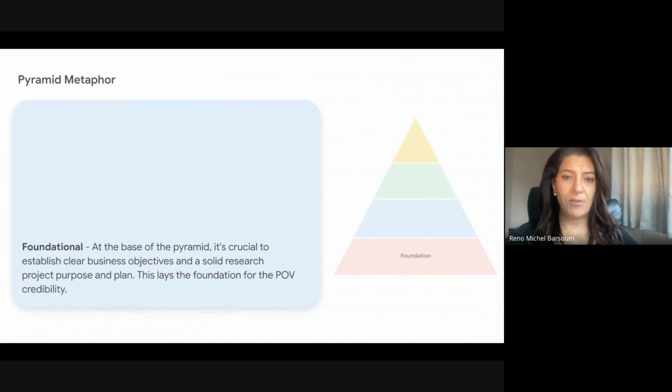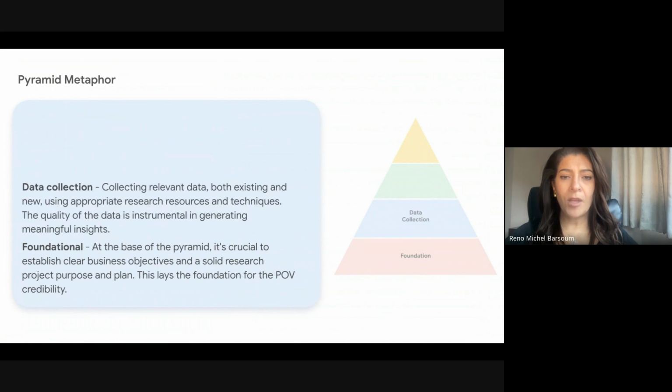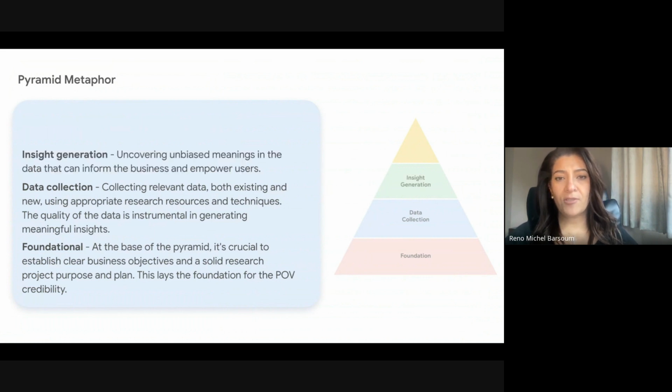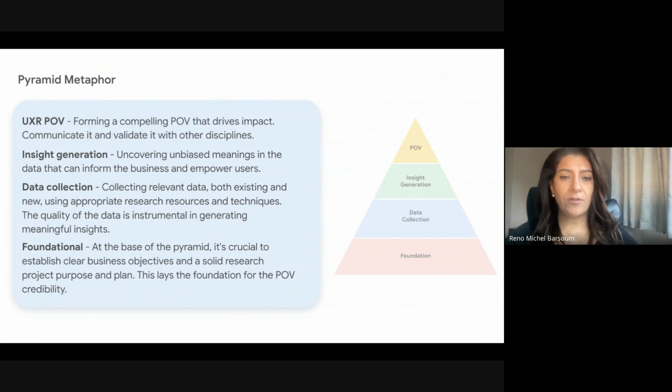This involves establishing clear business objectives and a robust research project purpose and plan. Moving up the pyramid, we focus on collecting relevant data. This includes both existing and new data collected using appropriate research resources and techniques. As we ascend the pyramid, our focus shifts to uncovering unbiased meanings within the collected data to start building new findings and insights. At the peak of the pyramid, we arrive at our UX research point of view. This is the climax of the UX research effort, a compelling narrative that drives impact.